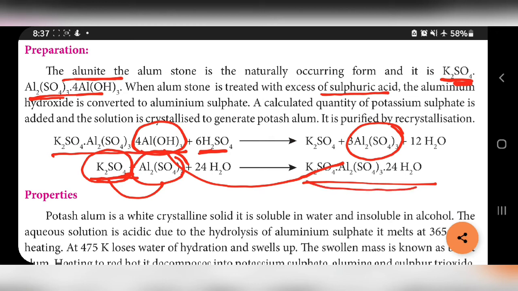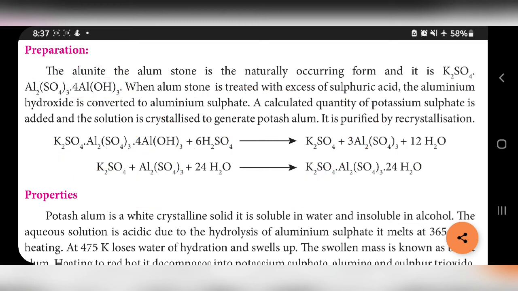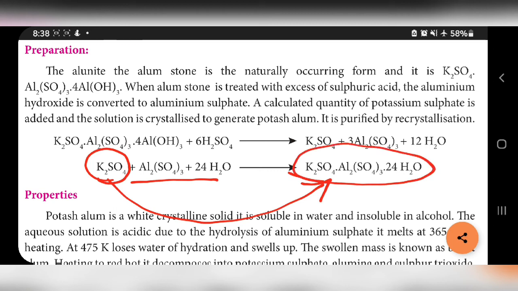First, alum is prepared from alunite. Alunite formula is K2SO4 Al2(SO4)3 4Al(OH)3. It is reacted with sulfuric acid, which means this aluminum hydroxide is converted into aluminum sulfate. So, to that solution a calculated amount of potassium sulfate is added and it forms alum, K2SO4 Al2(SO4)3 dot 24H2O. So, this is the preparation of alum.